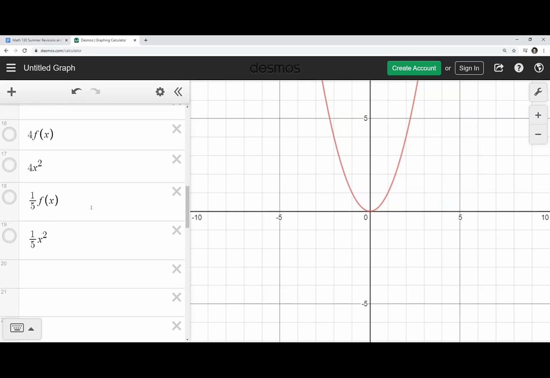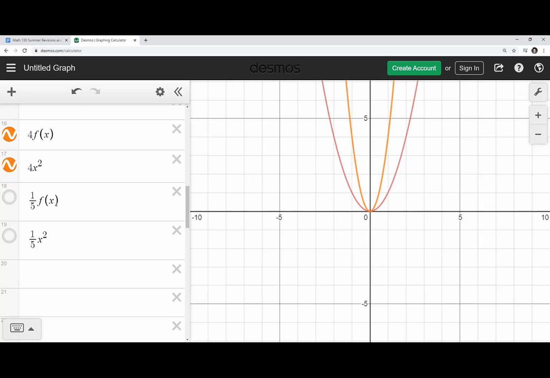Okay, so again, we're still dealing with x squared. Now if we multiply our function on the outside by 4, this is going to be a vertical stretch. So you're going to notice that we're pulling along the y-axis. Imagine you're taking your arms and lifting them up, stretching them. That's what's going on here. We're stretching vertically. And again, function notation for 4 times x squared.